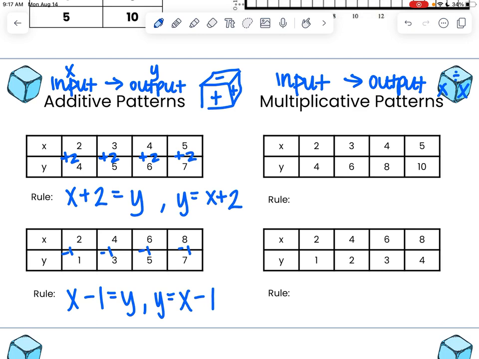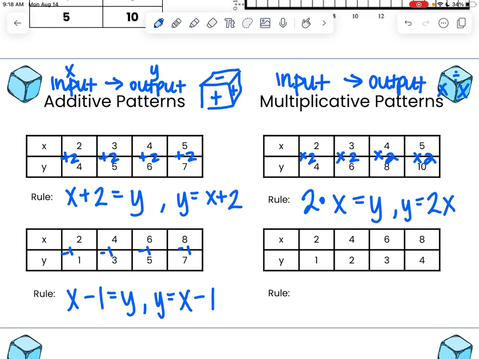So now I look closer and I see that if I double 2, that gives me 4. If I double 3, that gives me 6. If I double 4, that gives me 8. And 5 doubled is 10. So this is a multiplicative pattern. That means that 2 times the input is equal to the output. Again, I could also write that as Y equals 2 times X.